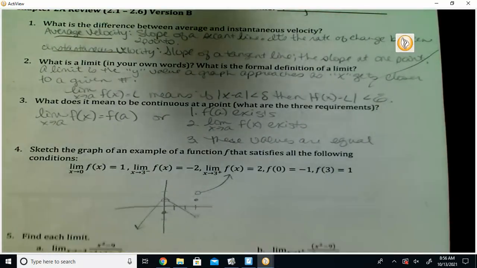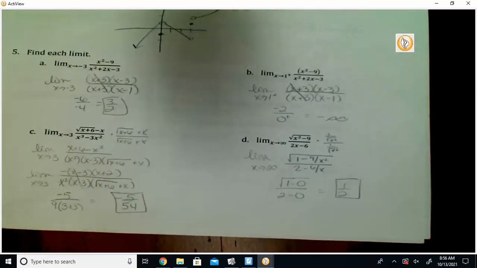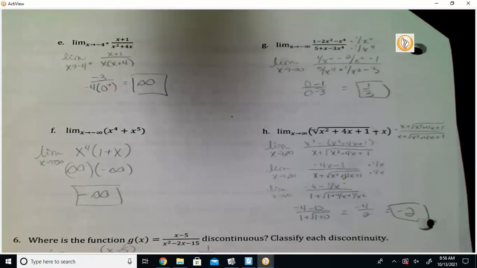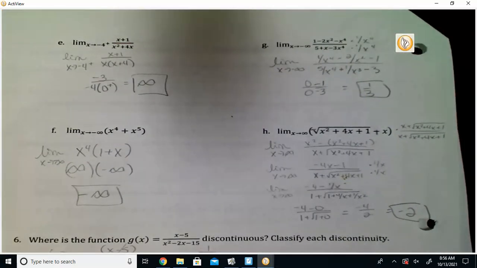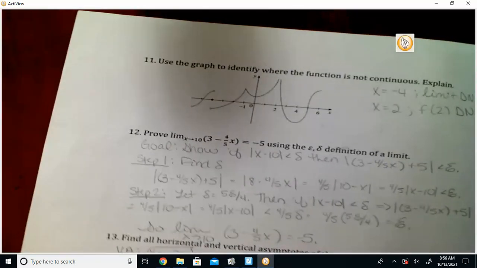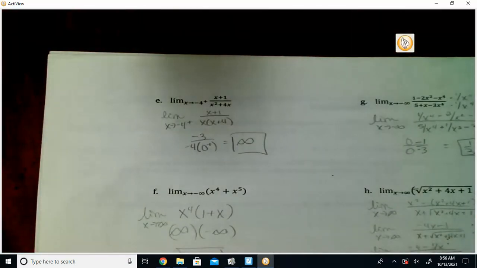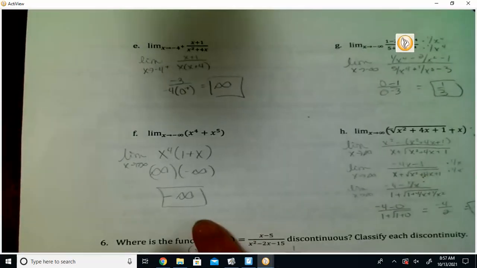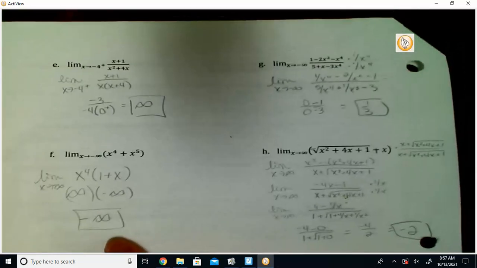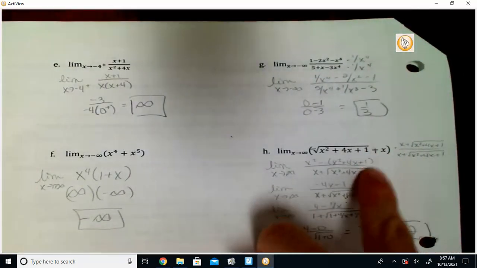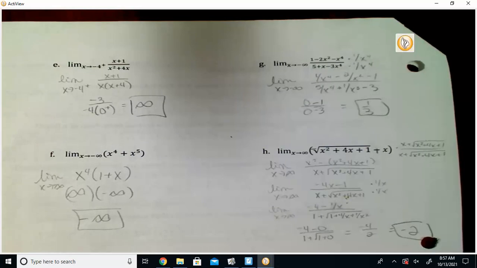Number 5, 3/2 for part A, B is -infinity, C is -5/54, D is 1/2. If you missed it, just mark it, and that's what we'll talk about soon. E is infinity. Interesting, my lettering changed. It started going down instead of over on this page. F is -infinity. G is 1/3. H is -2.